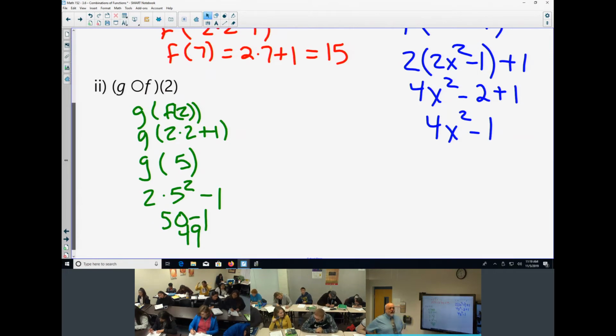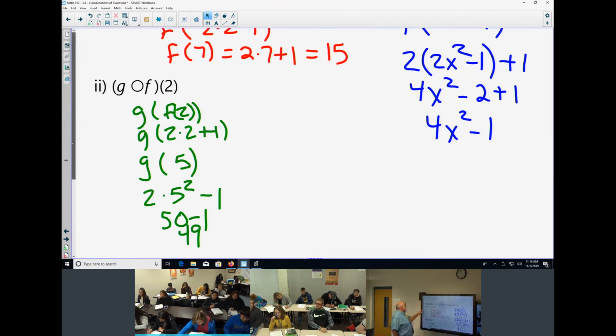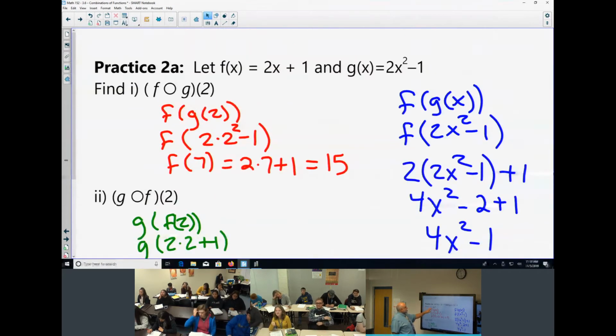All right, any questions on that? Can you go through the first one just one more time? Sure. Practice 2A. The f of g of 2, you could write it like this: the f of the g of 2. So you plug 2 into the g function first. That's 2 times 2 squared minus 1. So 2 squared is 4, times 2 is 8, minus 1 is 7. Now you take 7 and plug that into the f function. That's 2 times 7 plus 1. 14 plus 1 is 15.